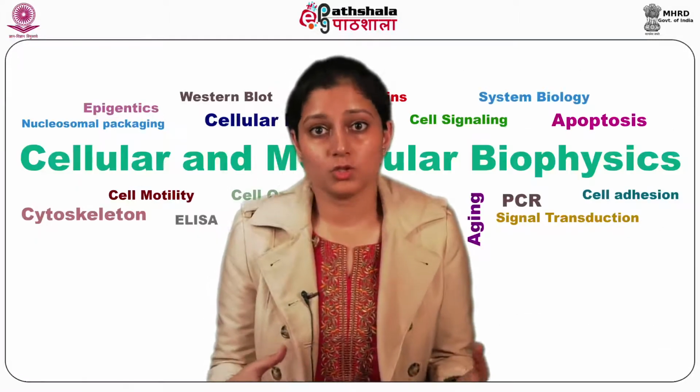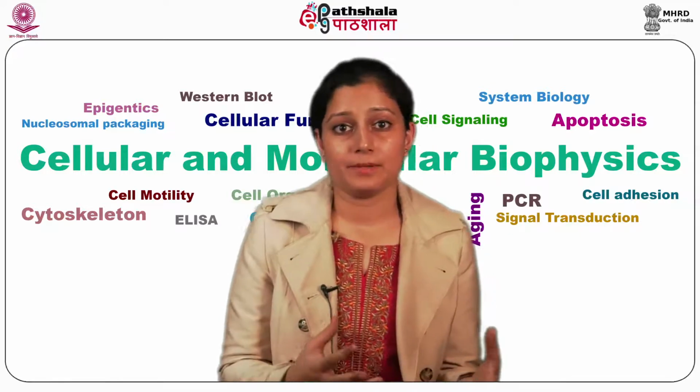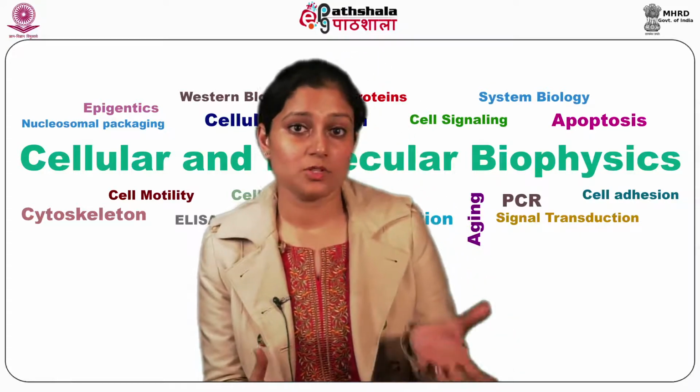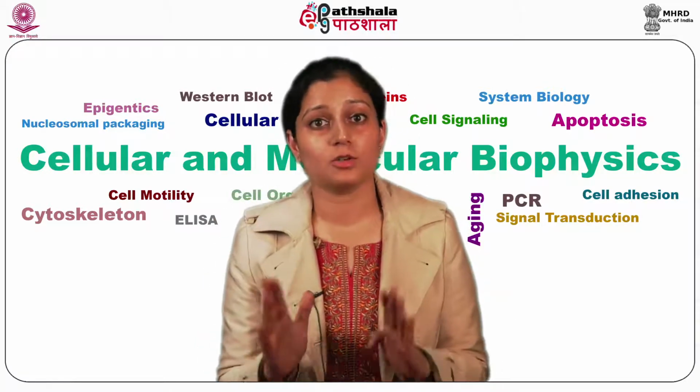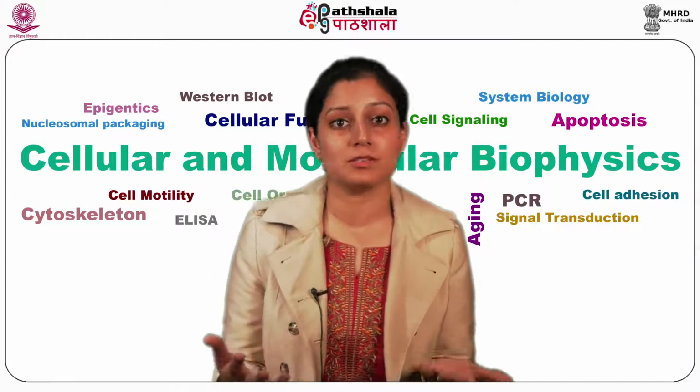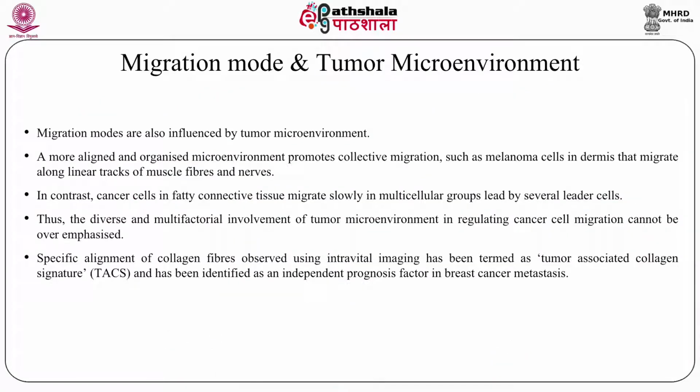Cancer tissue is 2 to 10 times stiffer than normal tissue. For example, breast cancer tissue is much stiffer than normal breast tissue. And this stiffness correlates with the increased risk of metastasis and poor prognosis. Migration modes are also influenced by the tumor microenvironment.